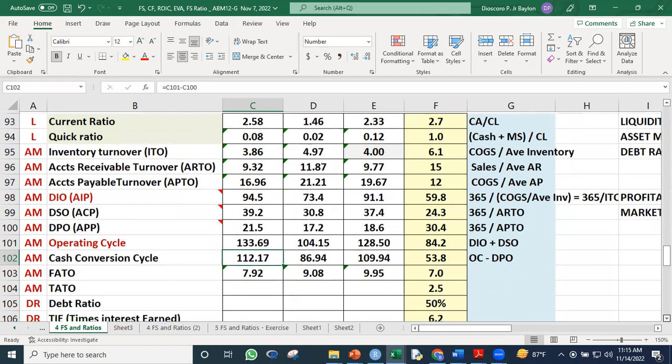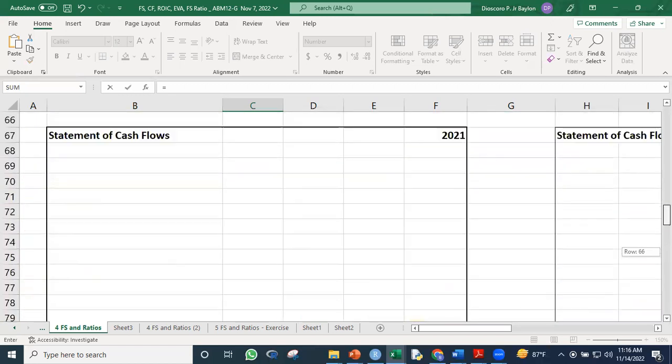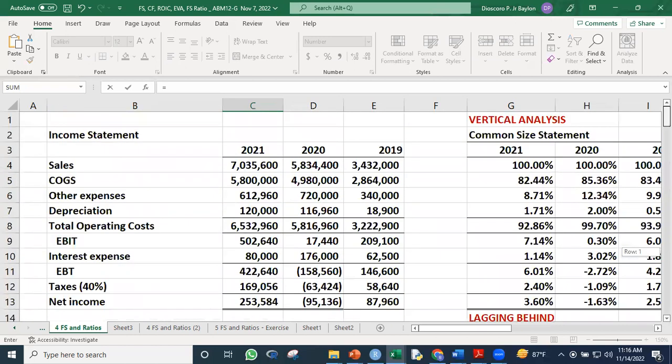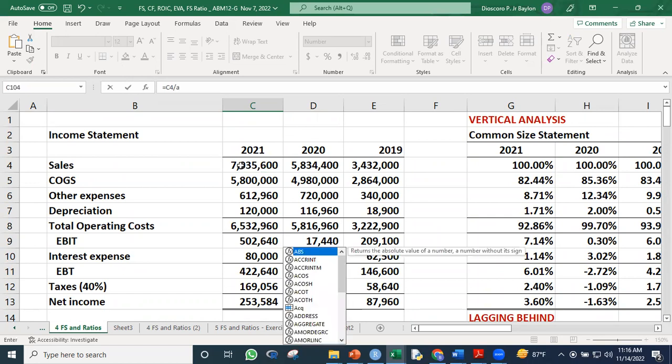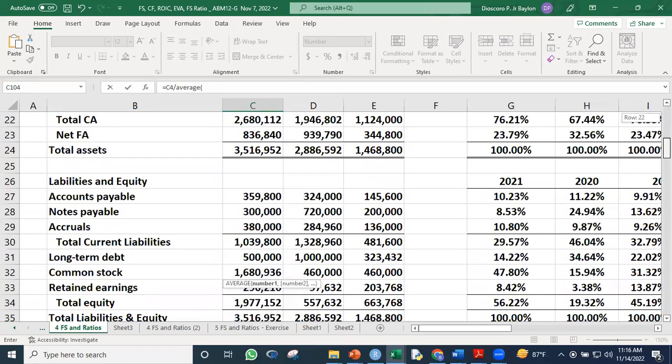I think we looked at FATO, and also our TATO is your net sales. Net sales, I think we did this last time. Net sales divided by your average total assets. Our total assets is here.